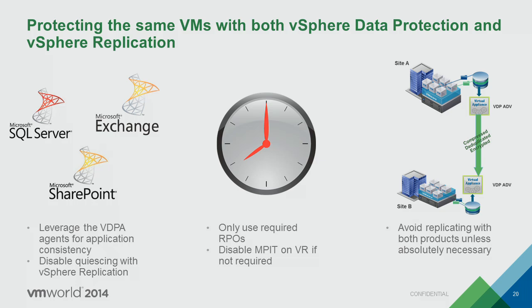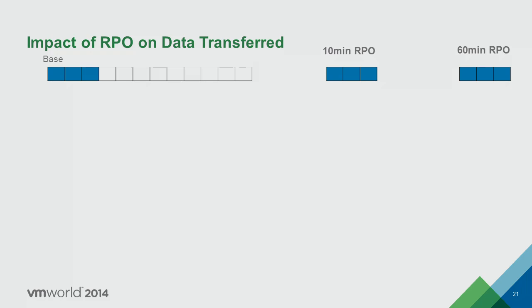So just to double click on the impact of RPO on data transferred, and this actually applies to any product that has a concept of an RPO. I'm just using vSphere replication, for example, comparing 10 minutes and 60 minutes, but the same could be said for VDP comparing a day and 7 days. So we start with the base VM. These blue and white boxes represent, say, new blocks that are being written to a VM. It transfers the base.